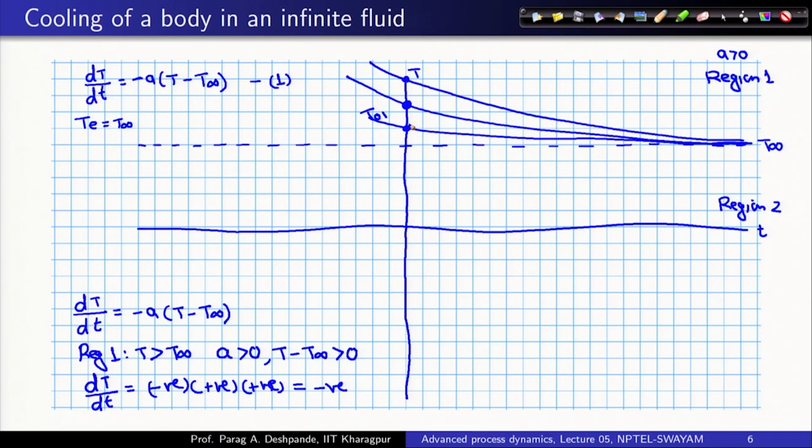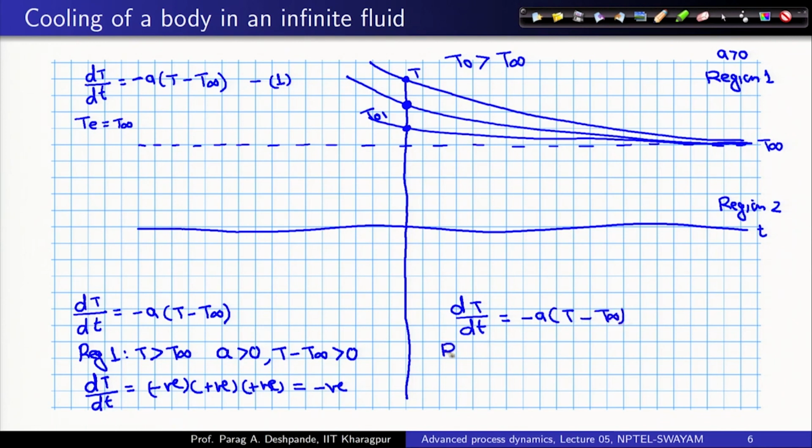Fine. And if you remember, this is exactly the same phase portrait which we obtained for T0 greater than T infinity. If you remember from the previous lecture, this portion of the phase portrait was exactly like this. Now, I go for region 2, I have dT by dt is equal to minus A (T minus T infinity).